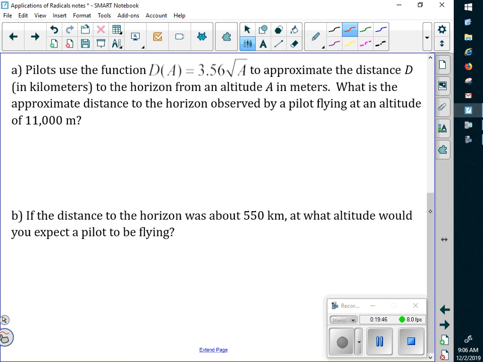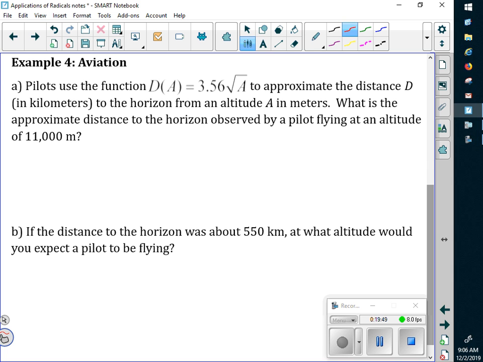Aviation. I want the people who are flying the plane I'm on to know what they're doing, right? Or at least the people on the ground telling them what to do. Pilots use this function to approximate the distance in kilometers to the horizon from an altitude A in meters. What is the approximate distance to the horizon observed by a pilot flying at an altitude of 11,000 meters?